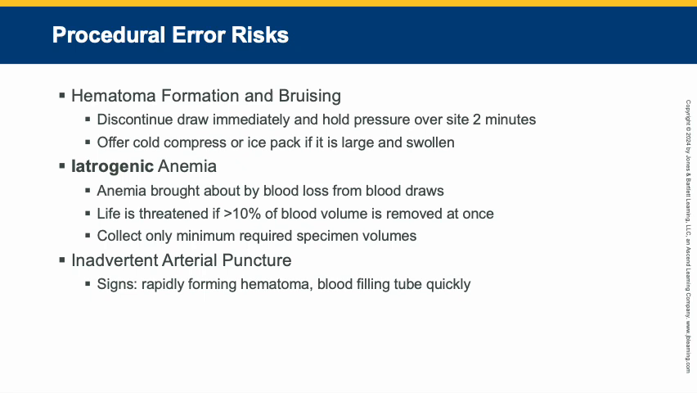If arterial puncture is suspected when you're doing a blood draw, terminate the venipuncture immediately and apply direct forceful pressure to the site 3 to 5 minutes or until bleeding stops.